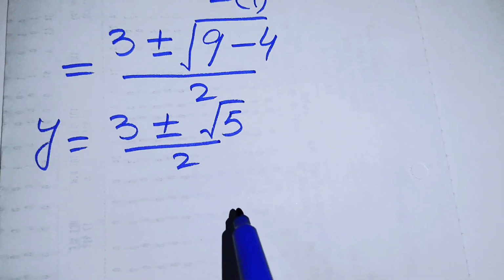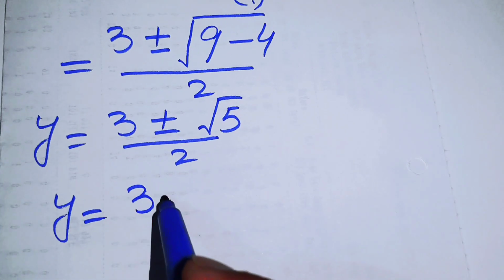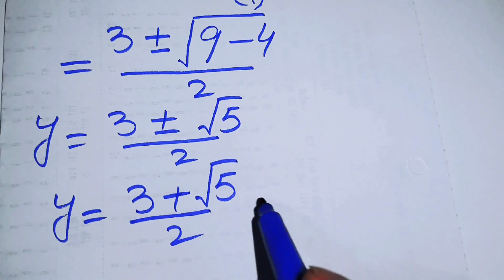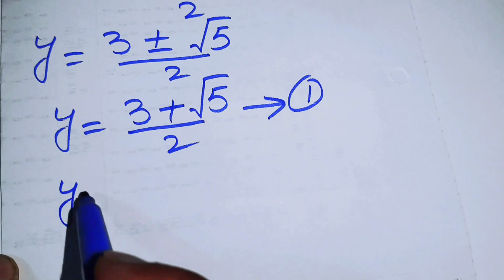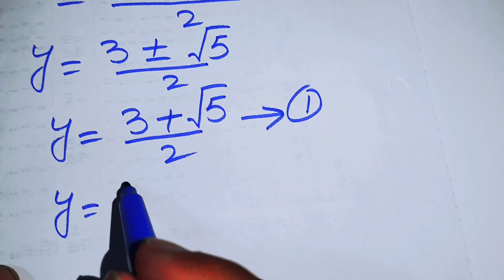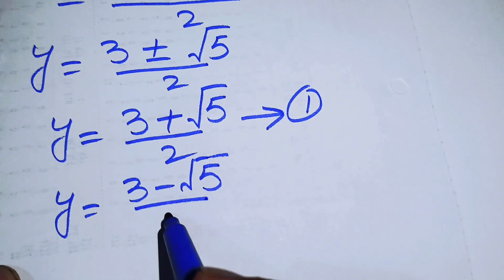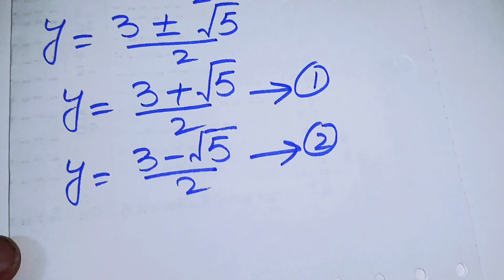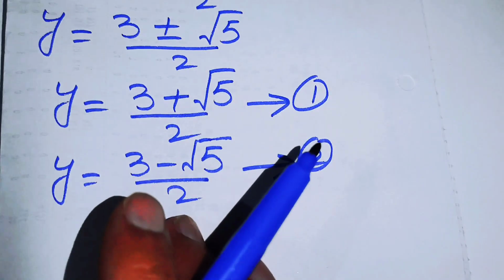So here we make the two cases of this equation. The first case is we take y equals (3 plus square root 5) over 2. I can name this as equation number 1, and similarly I can break its negative part, so we write (3 minus square root 5) over 2, and I can name this as equation number 2. So now first I can solve the case number 1. I can write in the next page here.